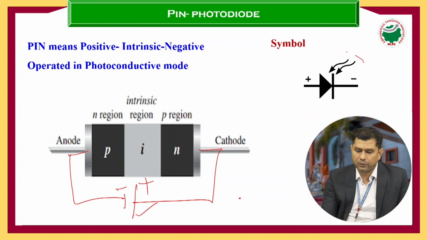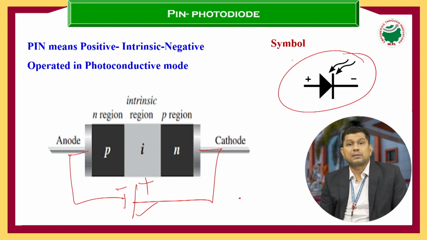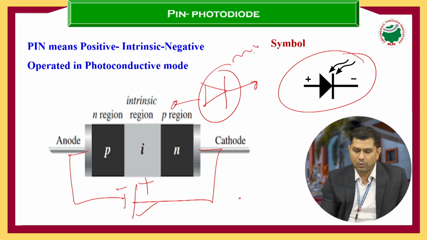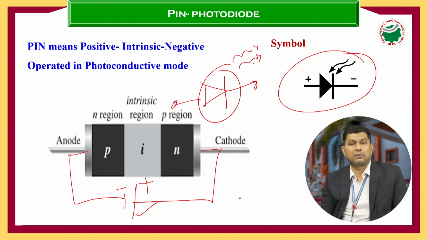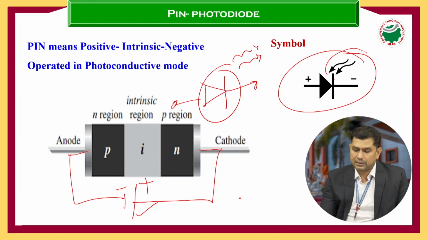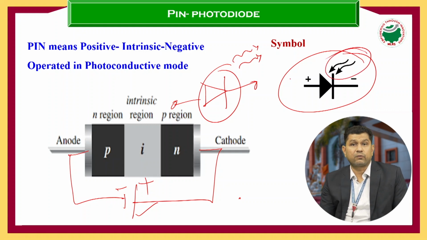The symbol of the photodiode you can see here. The symbol of a photodiode is very similar to that of an LED, but the LED symbol is like this. In the LED, the light is going out, which means it converts electrical energy into optical energy. In the case of a photodiode, the light is coming inside, which means the photodiode takes optical energy and converts it into electrical energy.